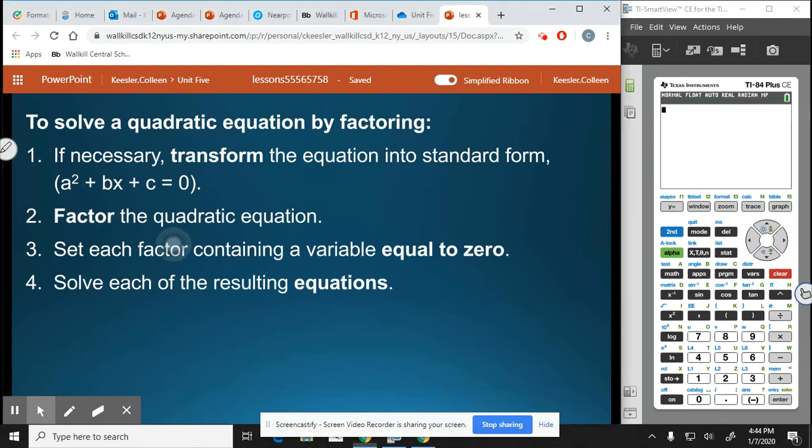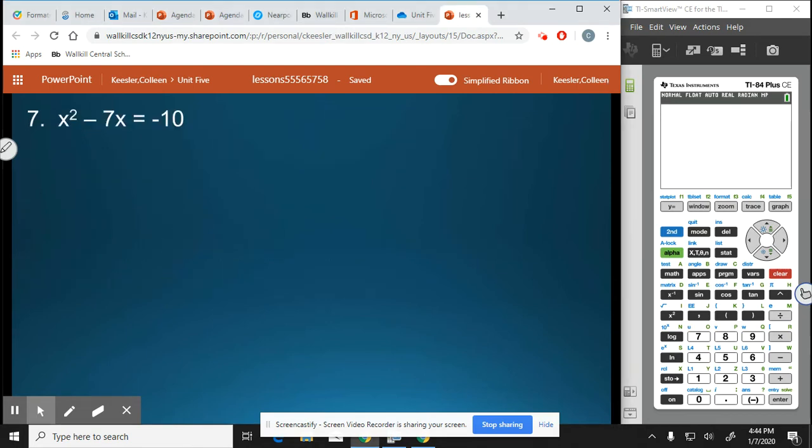This takes a little bit more skill. So here we have x squared minus 7x equals negative 10. I can't just start solving it because we have a term with an x squared and a term with an x. So we're going to set it equal to 0 by adding 10 to both sides. So I get x squared minus 7x plus 10 equals 0. Now, I have 10, and I need two numbers that are factors of 10 that have a sum of negative 7.